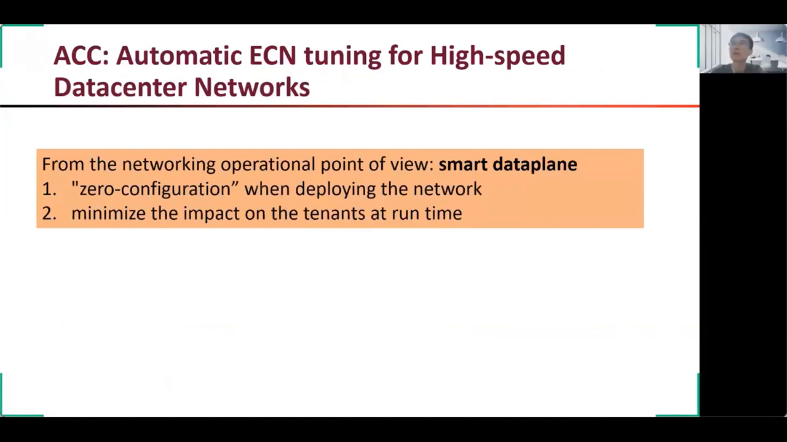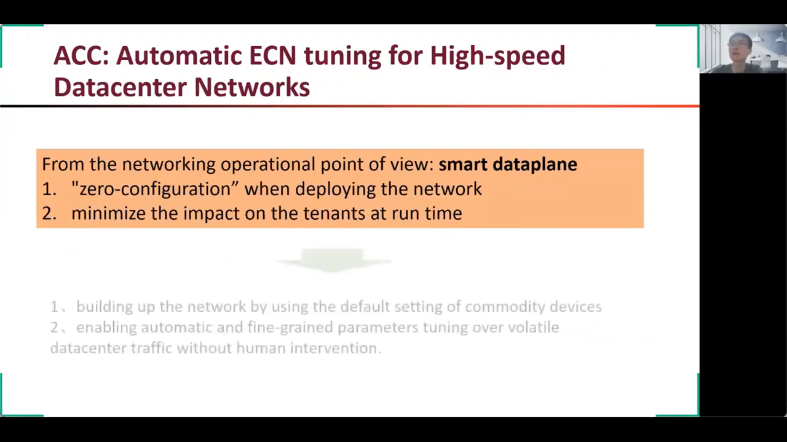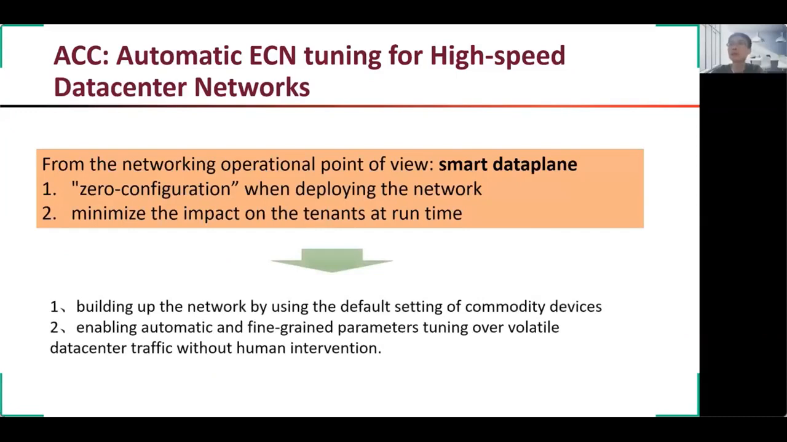So our target becomes clear. From the networking operational point of view, we want to build a smart data plane. Firstly, we hope for zero configuration when deploying the network. Secondly, we need to minimize the impact on the tenants at runtime. So we can build up the network by using the default settings of commodity devices and enabling automatic fine-grained parameter tuning over volatile data center traffic without human intervention.